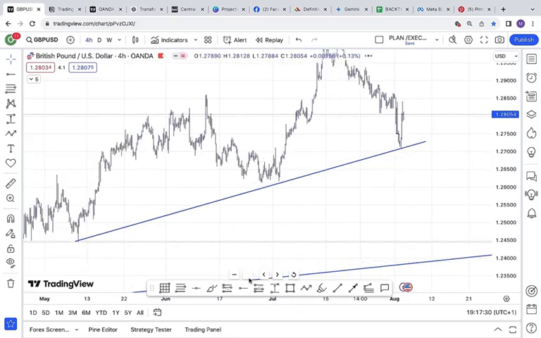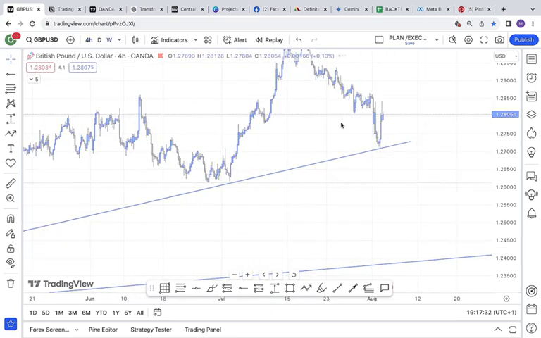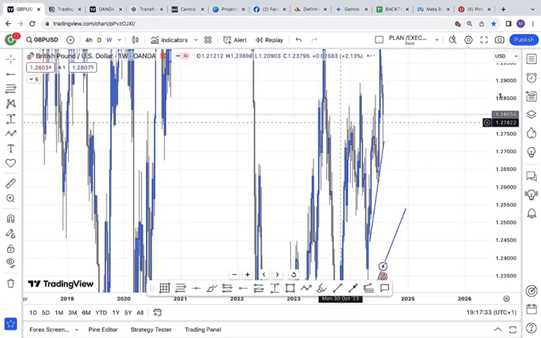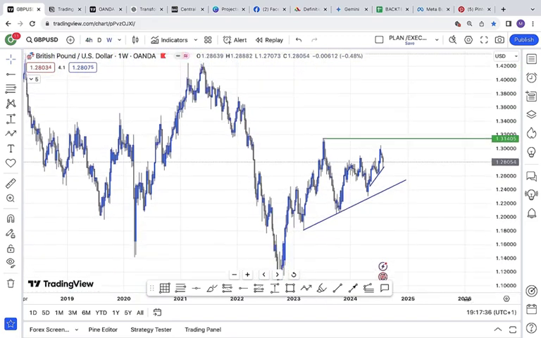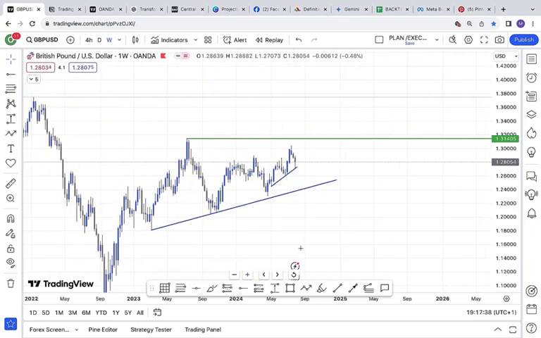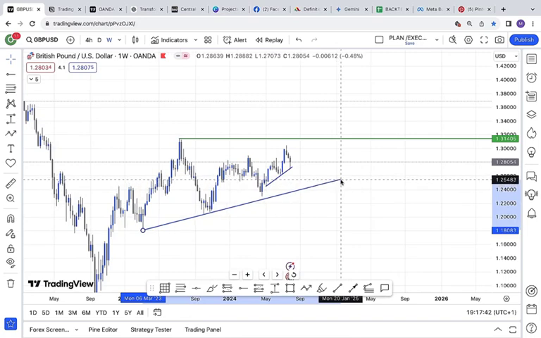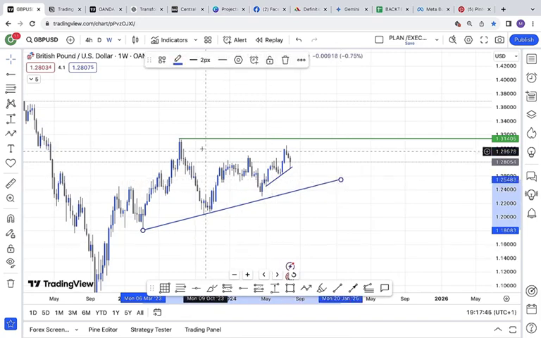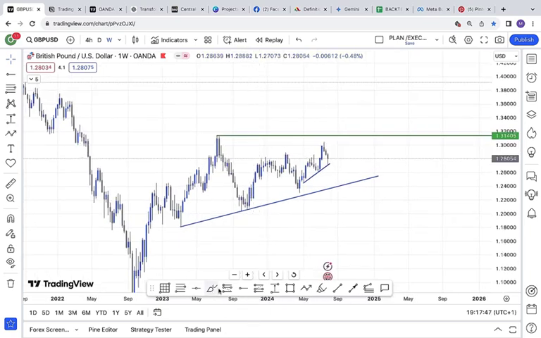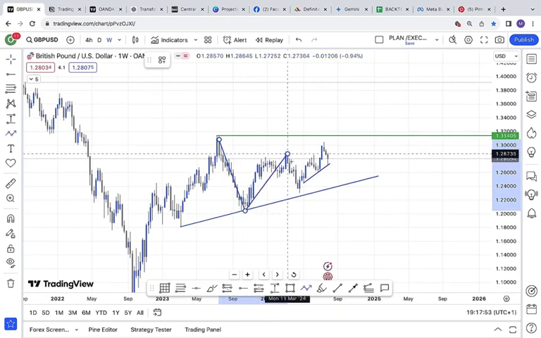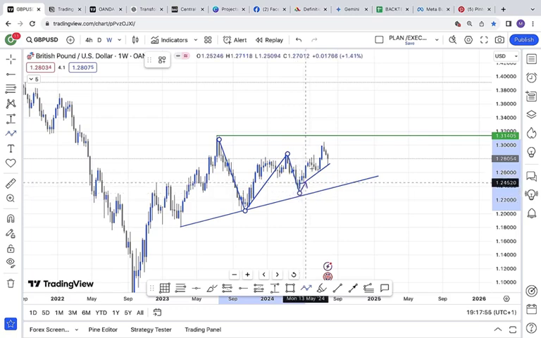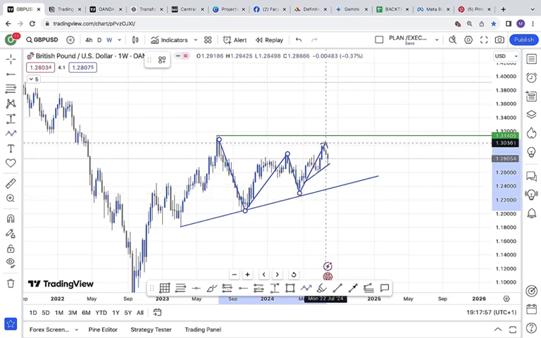From the GBPUSD, let's start from the weekly time frame. From the weekly time frame, the market has been very interesting. I talked about this external trend line forming here. Okay, we have this high. So look, we have this high, low, lower high, higher low. Now this confirms the bullish trend.